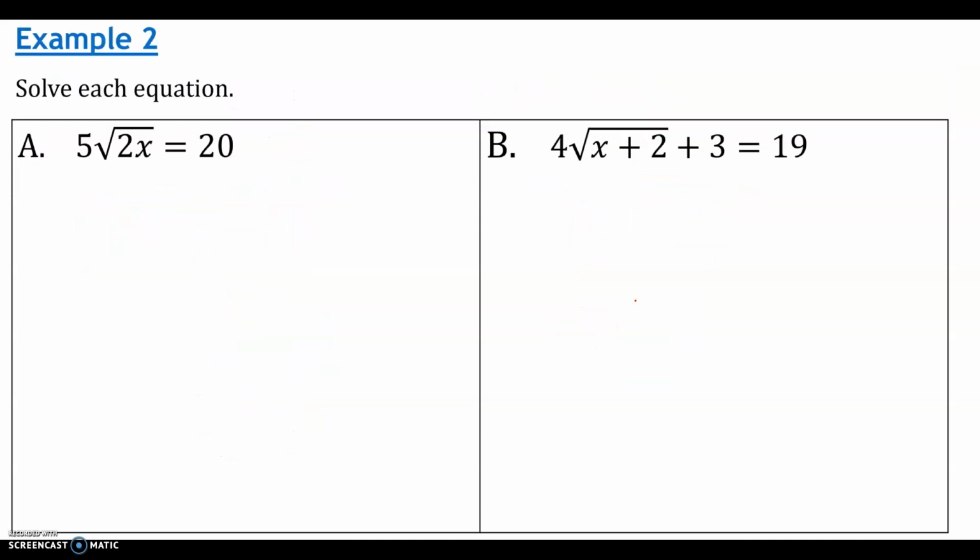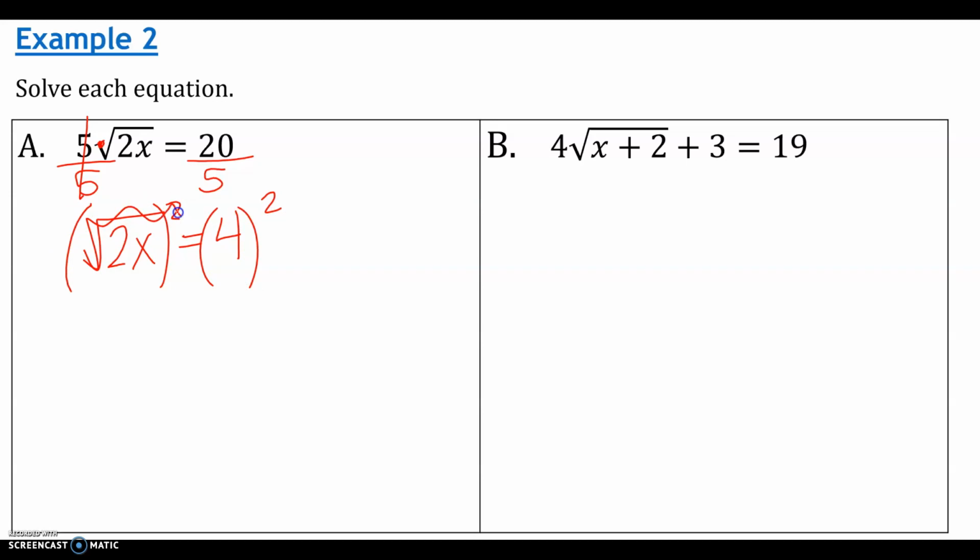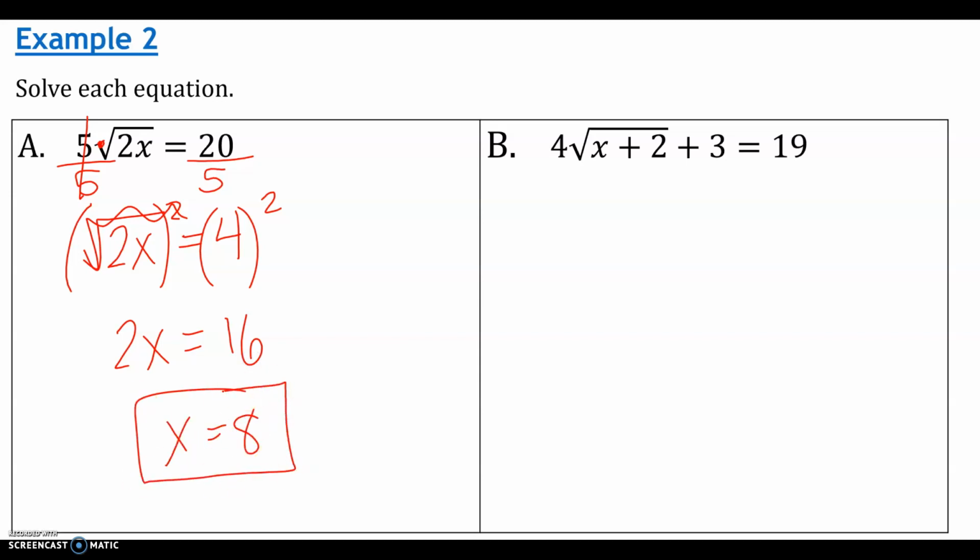Now in these next examples, you might have to divide by some extra numbers as well as then subtract or add extra numbers. So if you look at letter A, there is a dot right here between that 5 times the radical of 2x. So the extra number there is the 5. And we need to divide by it because it is being multiplied. So you will have a radical of 2x equals 4, just like before. Square both sides. Radical disappears. You have 2x equals 4 squared is what, 16? Divide by 2 looks like x equals 8.